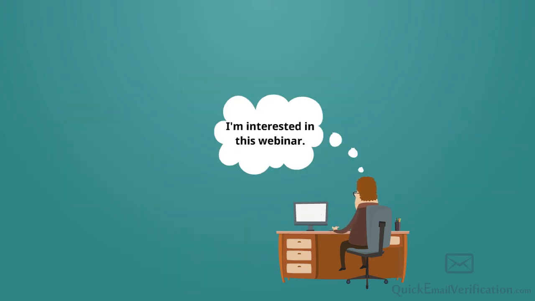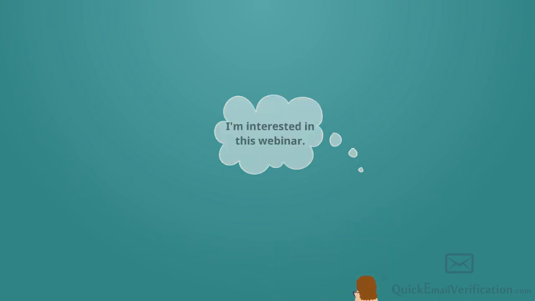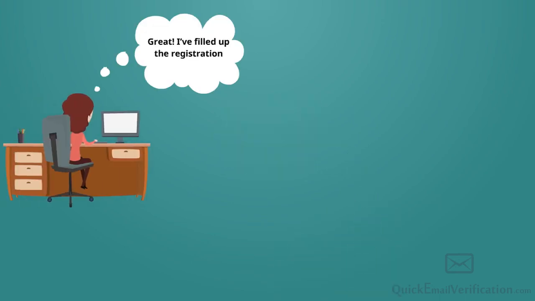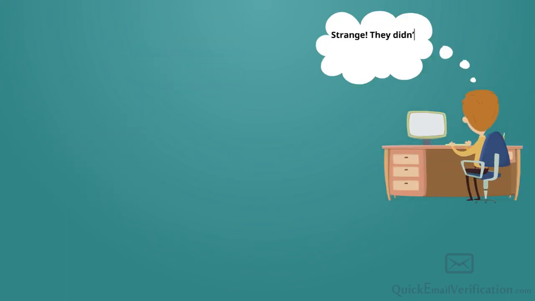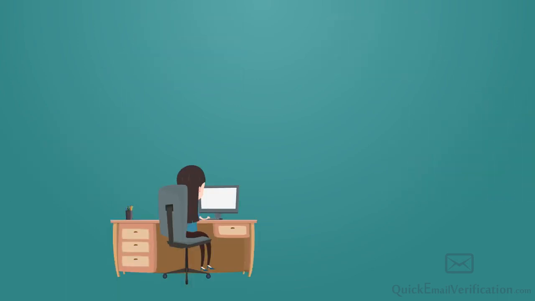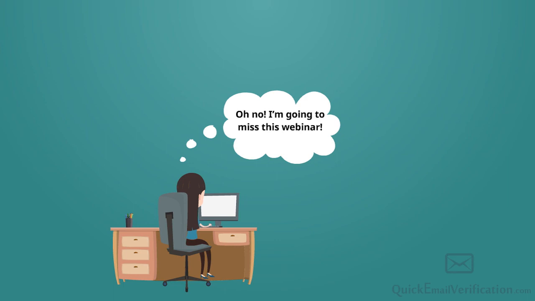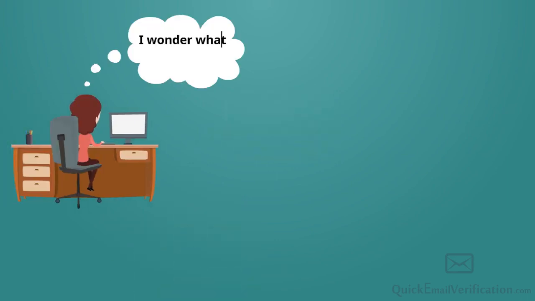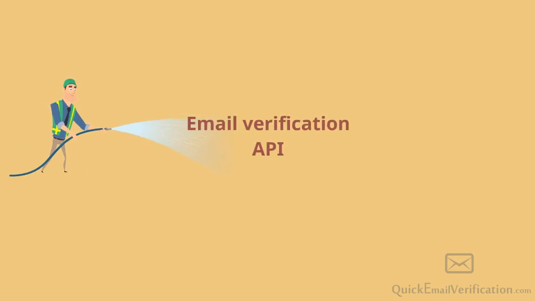Sometimes, a typo can prevent a visitor from entering their correct email address in your registration form. As a result, your emails will never reach their inbox. And finally, they won't be able to attend your webinar. Which means you lose what could have been an important lead. Our email verification API can easily solve this problem.